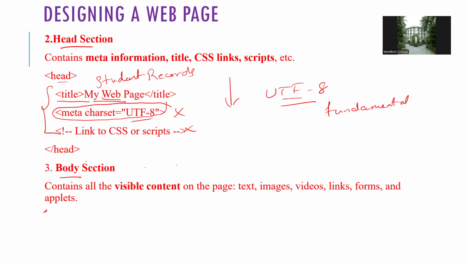And the next, the body section. Thirdly, the body section contains all visible content on the web page. So if you want to include text, you can include. If you want to give images, you can give. You can give video, you can give links, forms, and applets. Applets means something graphics. Okay.